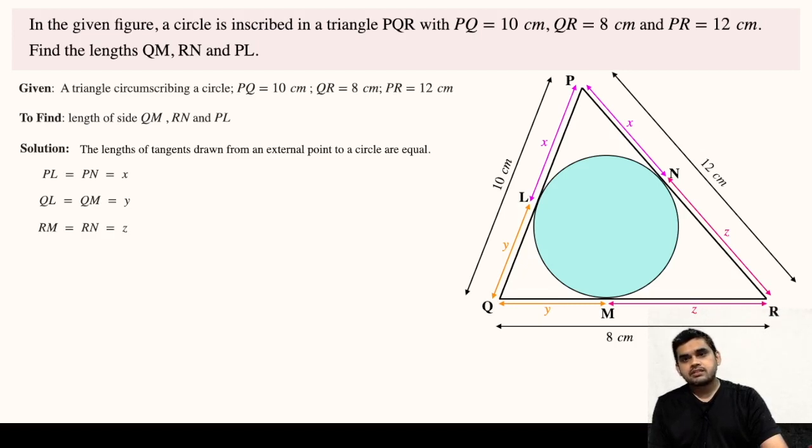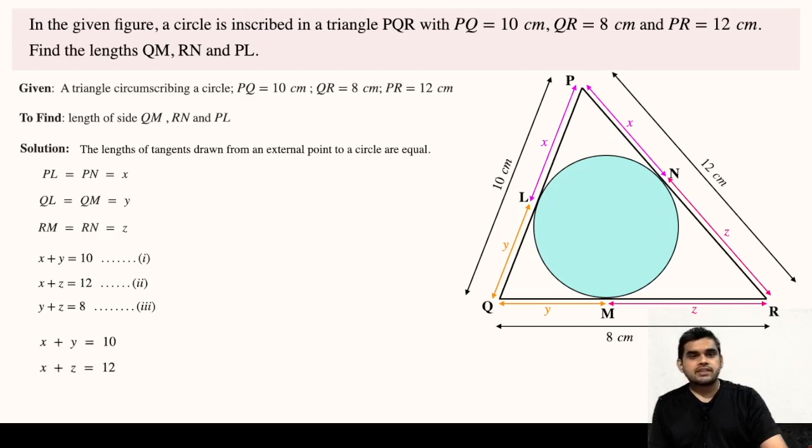Now after this, we know that in triangle PQR, the measure of all the sides are known. So we can write X plus Y equal to 10 because that represents the side PQ. Likewise, X plus Z will be equal to 12 because side PR is equal to 12. And finally, we can write Y plus Z is equal to 8 because our side QR is equal to 8.